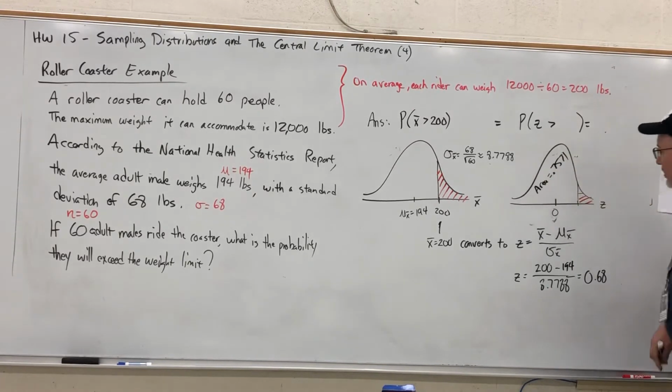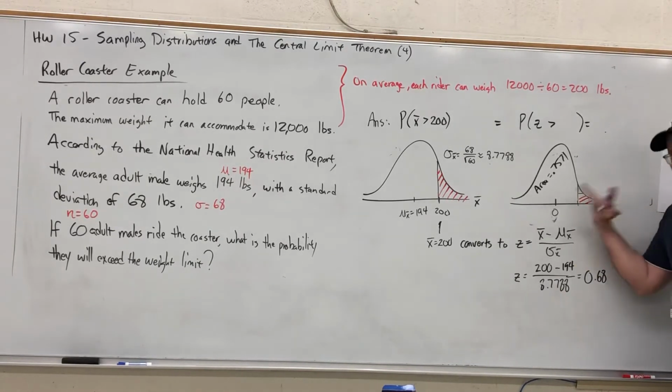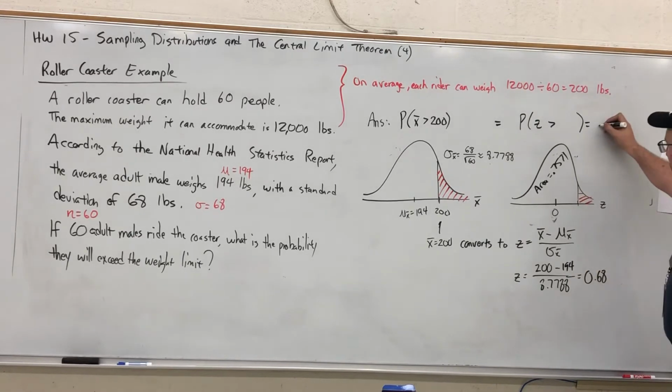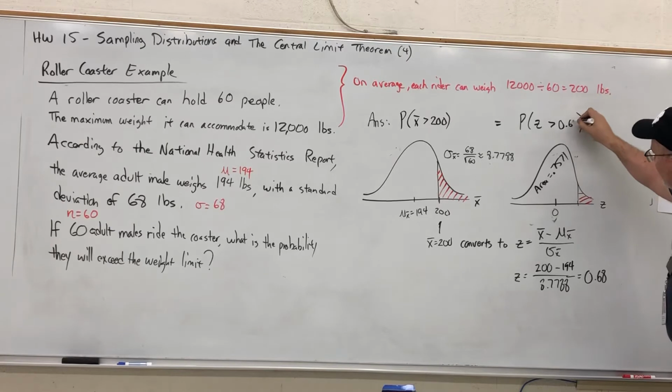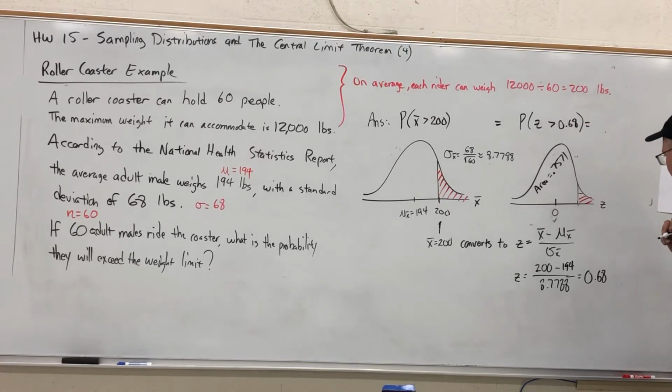And how do you find the area of the right tail when you know the left? Let me try that again. How do you find the right area when you know the left area? You subtract from 1. So we need the probability that z is greater than 0.68, and it's going to be 1 minus this left area.